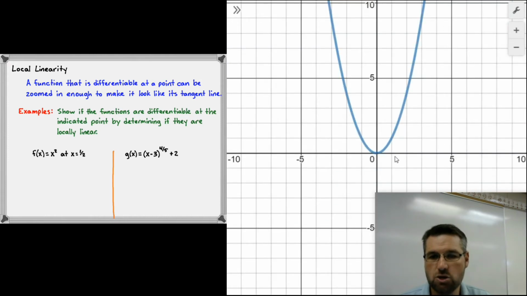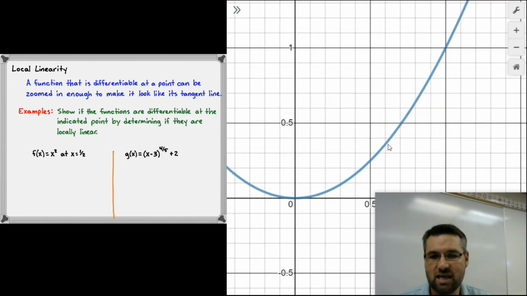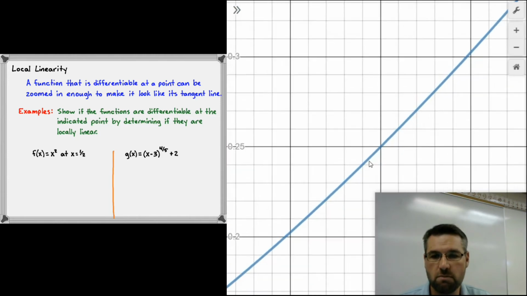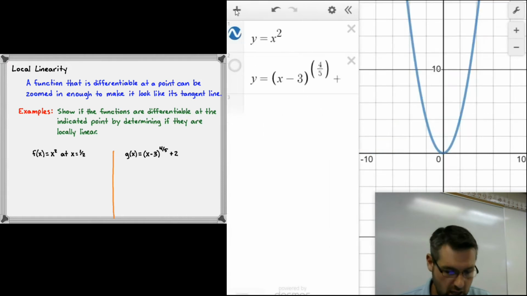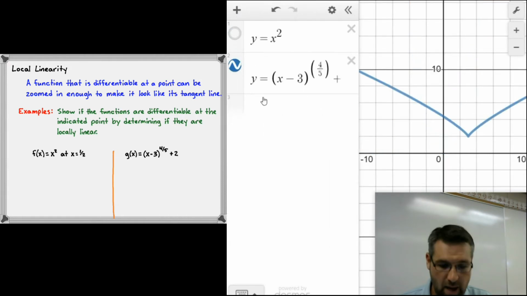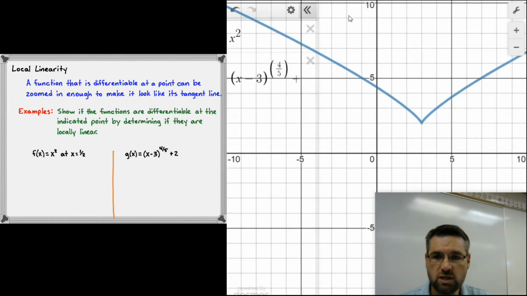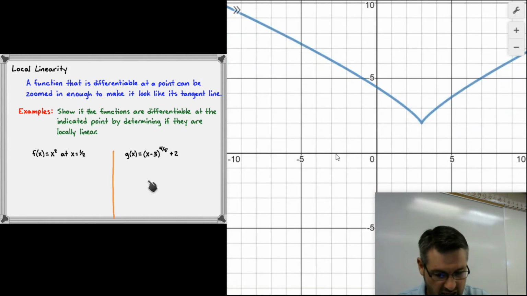Okay? So I'll go back to the home domain. You can see that it's not a line, but I can zoom in and see that line or make it appear to be linear. Okay? That's kind of how you can look at differentiability here. If I look at the other function here, the x minus 3 raised to the 4/5 power plus 2, well, the first thing you can see is that we do have a shift of 3 units to the right and 2 units up, so that's why we have this point here. Now, I don't necessarily know what x to the 4/5 looks like, so that's why I graphed it here.